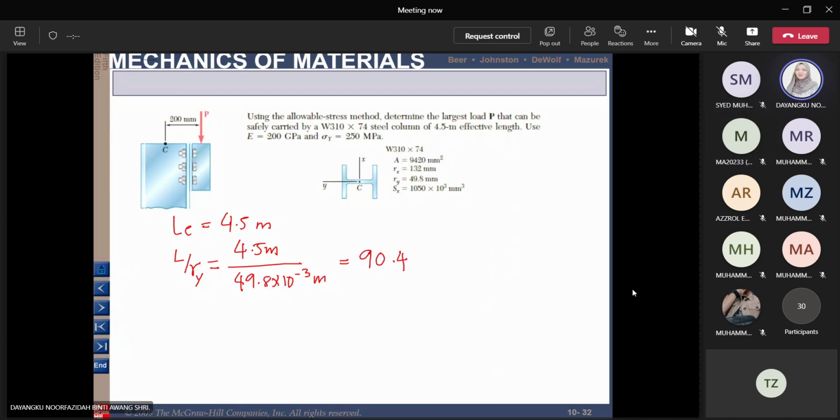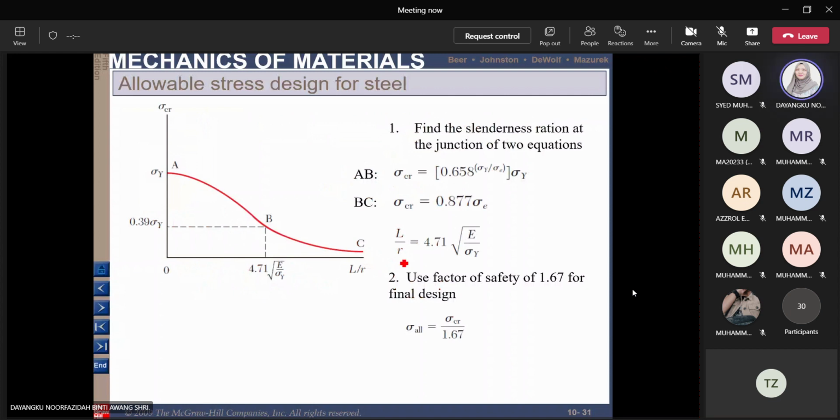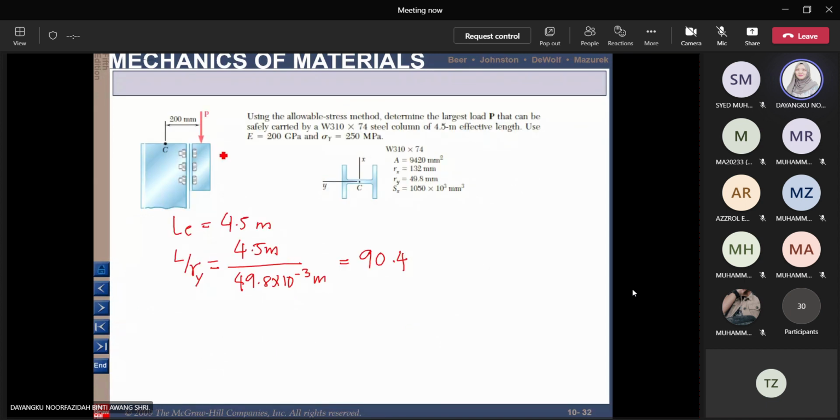Once you get that, let's look into this part here. We need to check our critical stress, but we need to choose first. So what is our Cc? In this case, let's calculate our Cc, which is L over R equal to 4.71 times square root of E divided by sigma Y. So what is the value here? Our E is given, 200 gigapascal, and our sigma Y is 250 MPa.